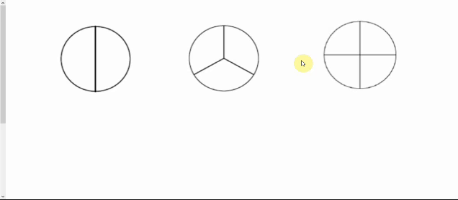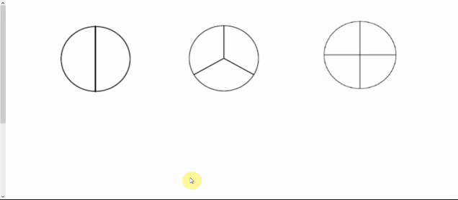We're going to talk about fractions, okay? So the first thing that we have to know is the definition of a fraction. Let's first look at the three circles. The first circle is divided into two parts. As you see in here, I have the first part and the second part. The second circle is divided into three parts, and the third circle is divided into four parts.